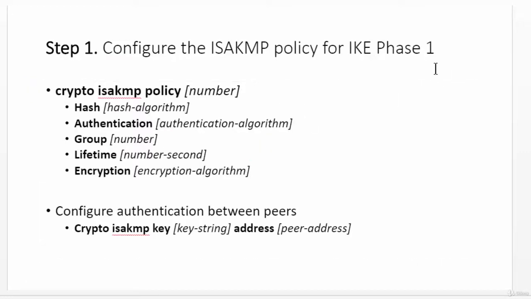Step 1. Configure the ISAKMP policy for IKE Phase 1. We use the command crypto isakmp policy and enter the number, and then we configure the hash, authentication, group, lifetime, and encryption algorithm. After configuring the crypto ISAKMP policy, we will configure authentication between peers by using the command crypto isakmp key, and enter the key string, address, and the peer address.